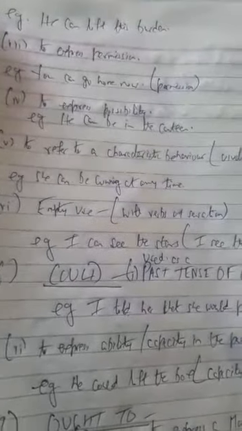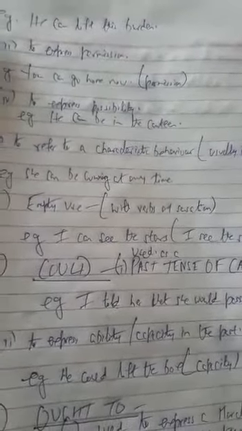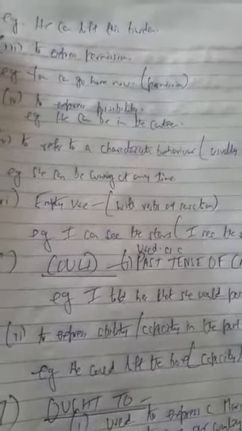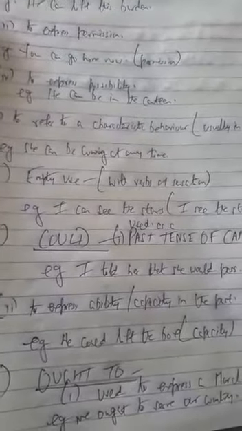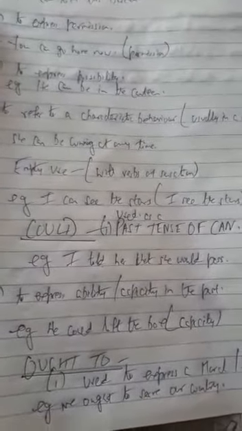The fourth use is to express possibility. Example, he can be in the canteen. The fifth use is to refer to a characteristic behavior. It means usually in a negative sentence. For example, she can be cunning at any time.